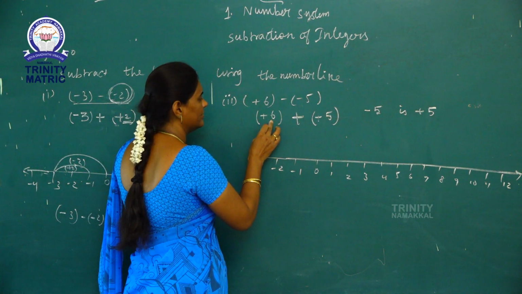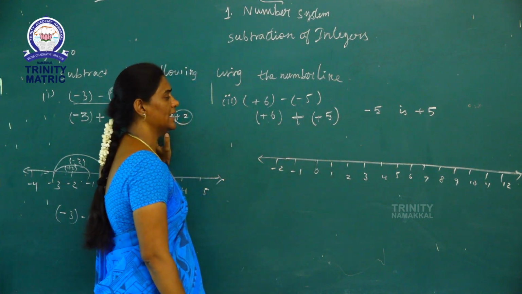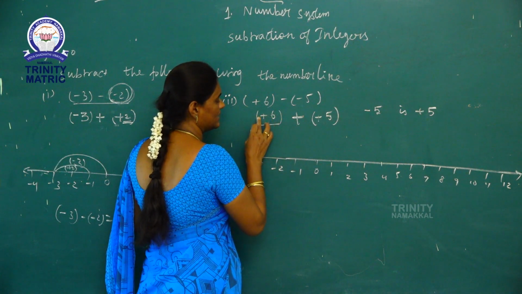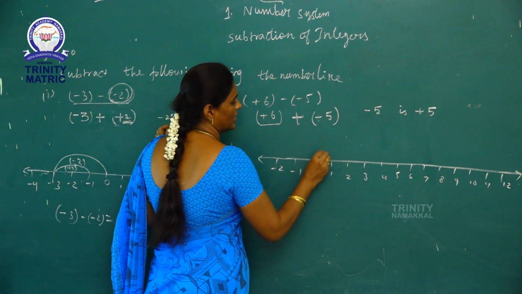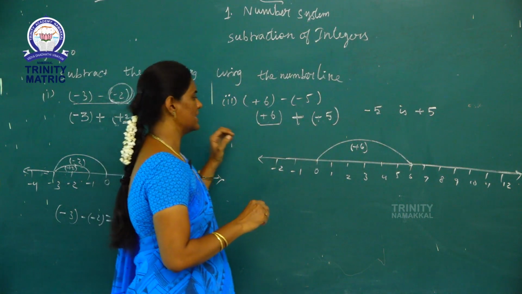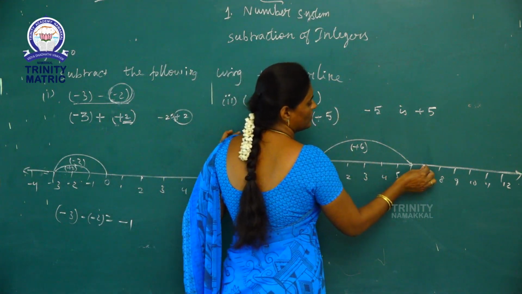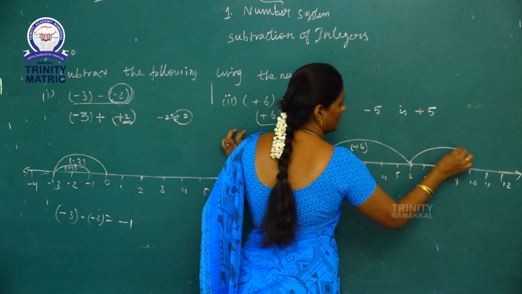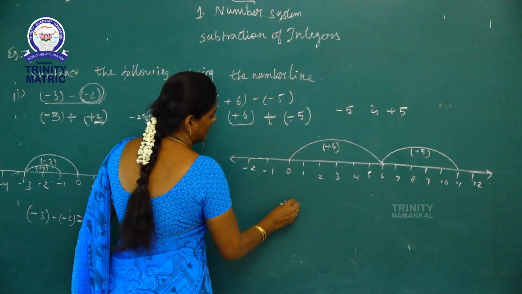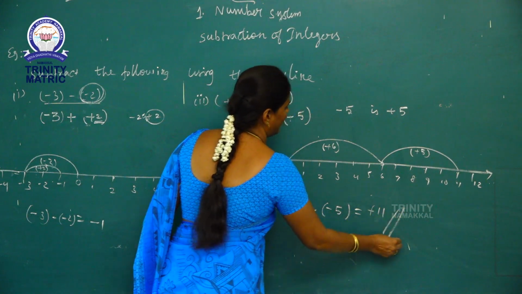See here, first this plus 6 and plus 5 we represent on the number line. First plus 6, we start at 0, 6 units. Here plus means we move to the right side 6 units. So 6 units here, this is plus 6. Then the next integer is plus 5, again plus. So again we move to the right side 5 units. That is 1, 2, 3, 4, 5. Here plus 5. See what is the final answer? Plus 11. That is, plus 6 minus of minus 5 is equal to plus 11.